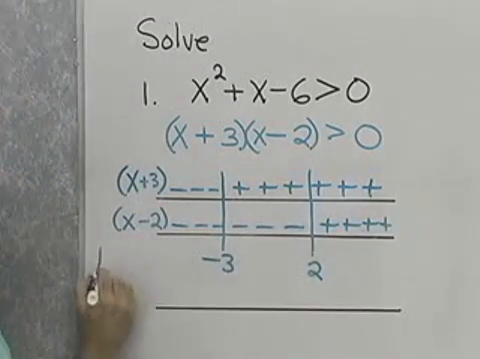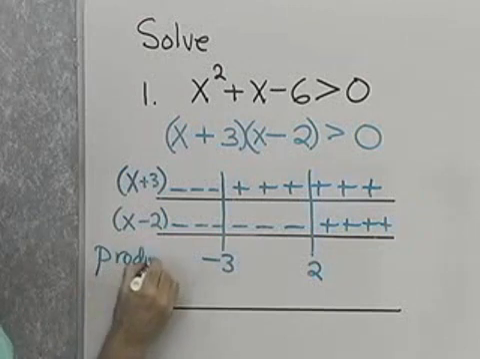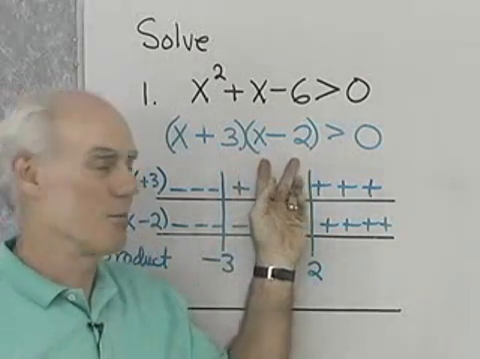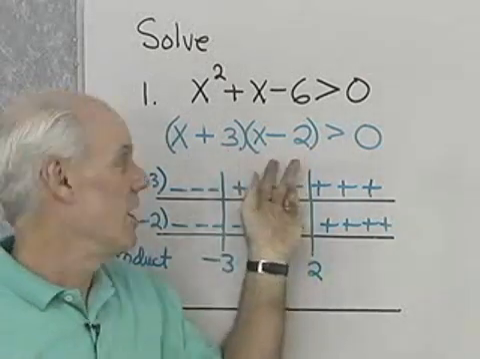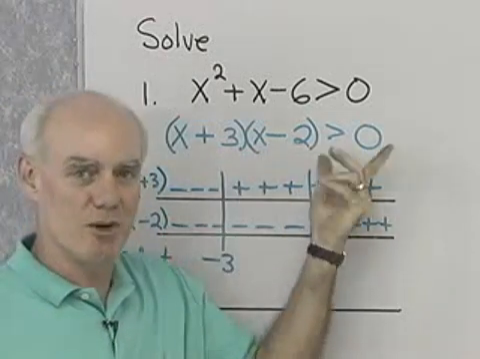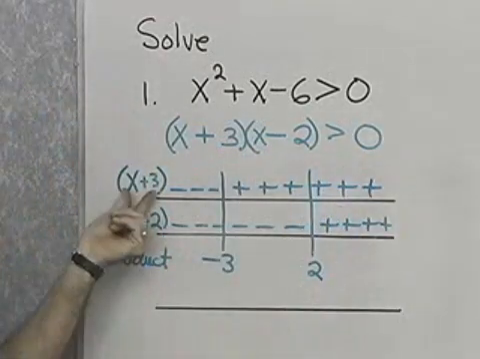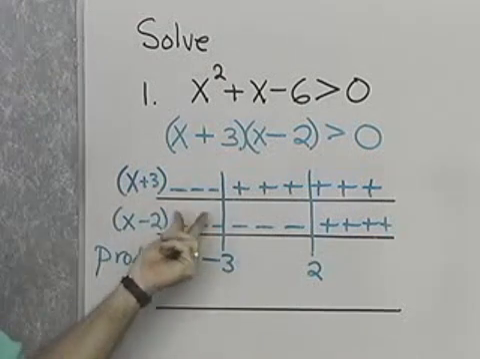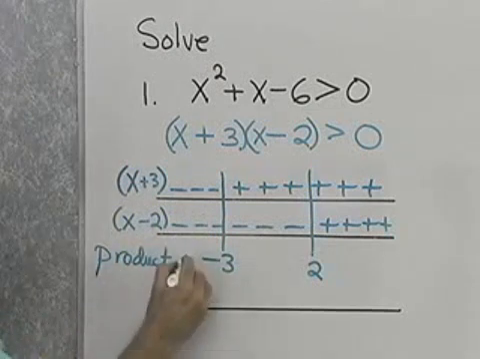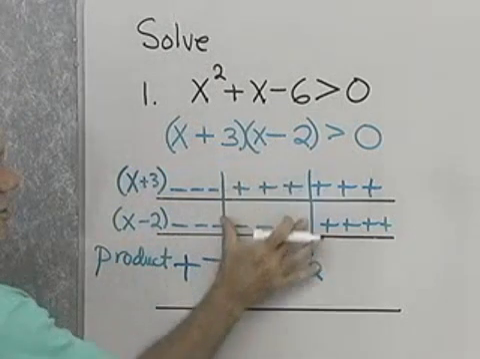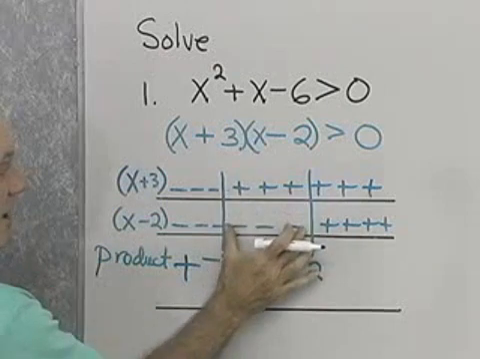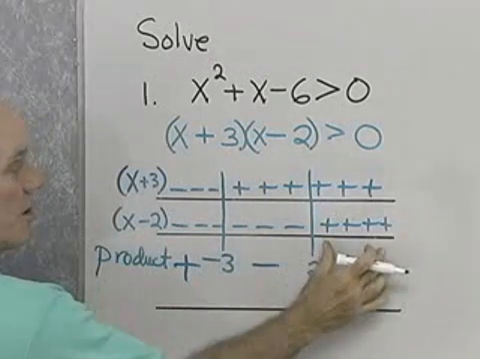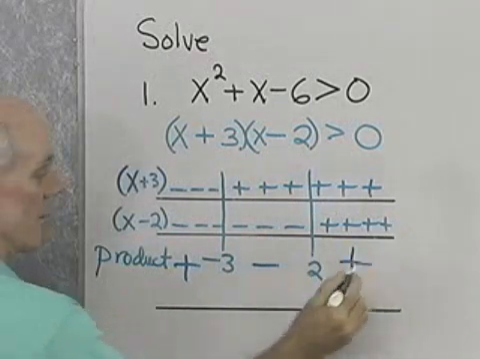So now I ask myself, how about the product of x plus 3 and x minus 2? Because that's what I'm looking at right here, is the product of x plus 3 and x minus 2, and I want that product to be greater than 0 or positive. Well, I know that x plus 3 is negative in this region, and x minus 2 is negative in this region, so their product must be a negative times a negative, which would be positive. In this region right here, one factor is positive, the other is negative, so their product must be negative. And in this region, both factors are positive, so their product must be positive.